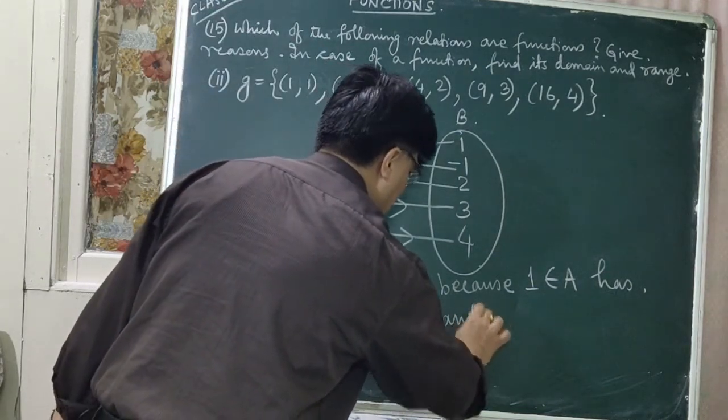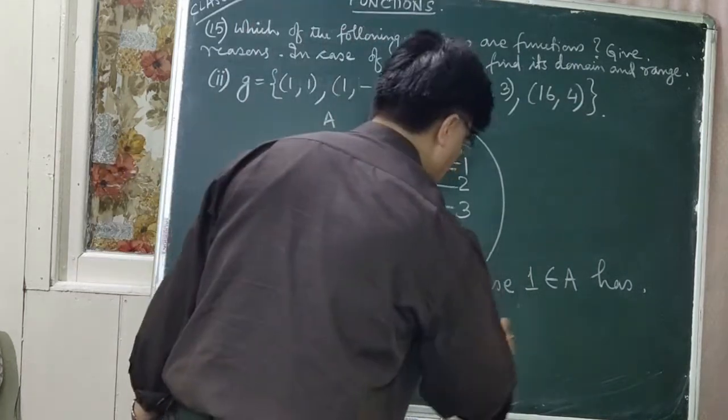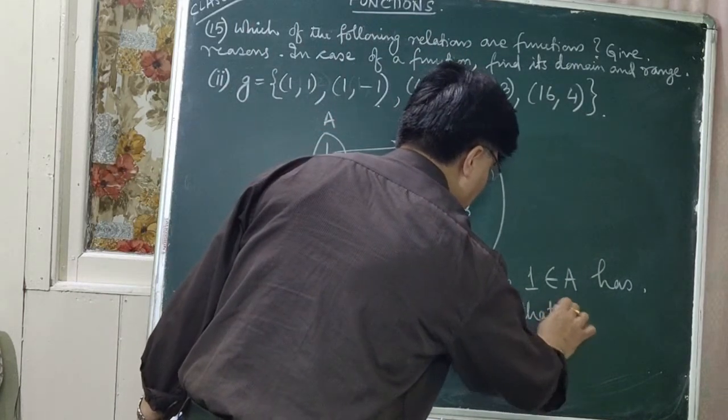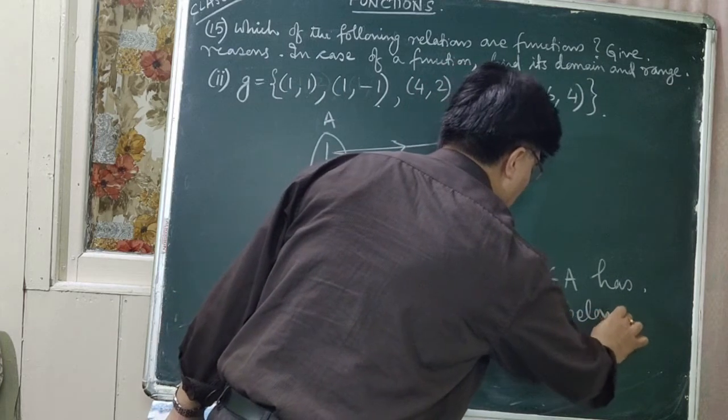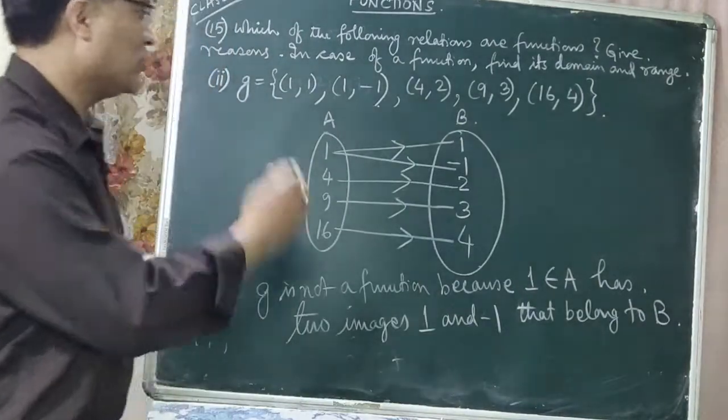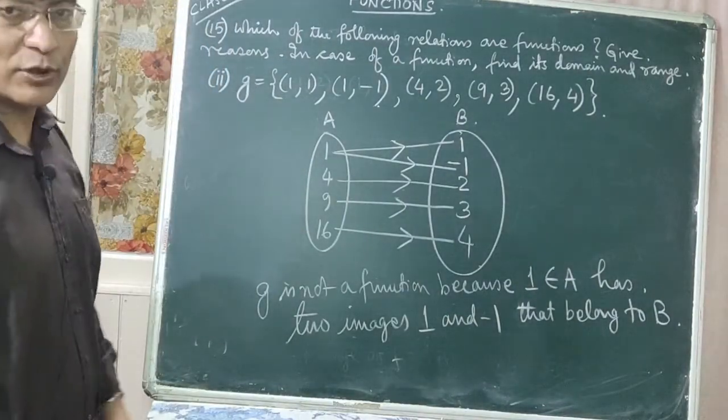1 and minus 1, two images 1 and minus 1 that belong to set B. So it is not a function. Is that clear to all of you?